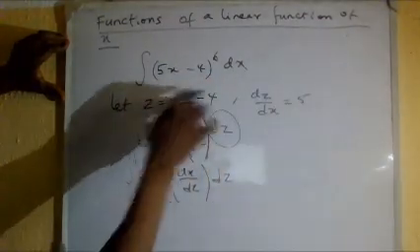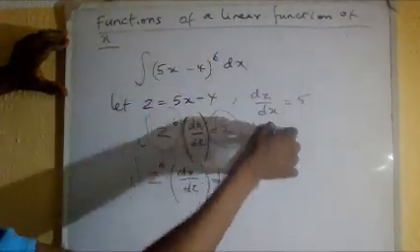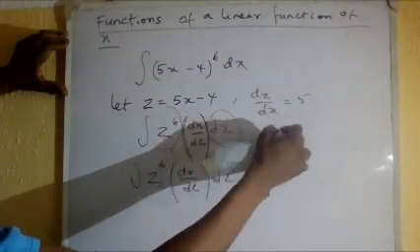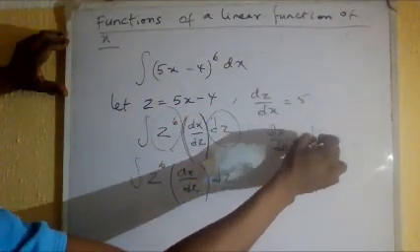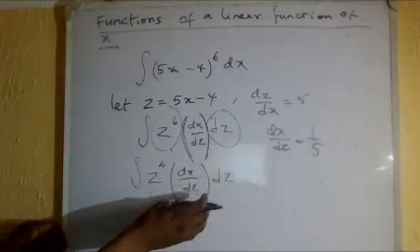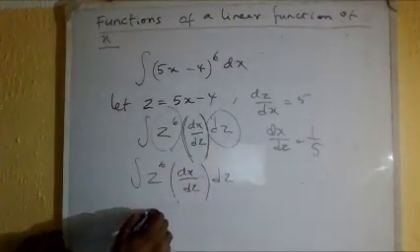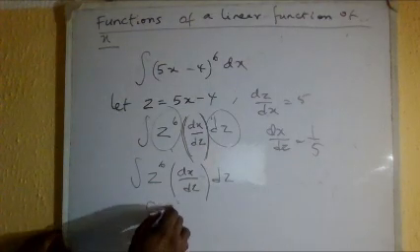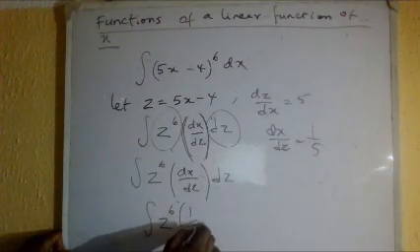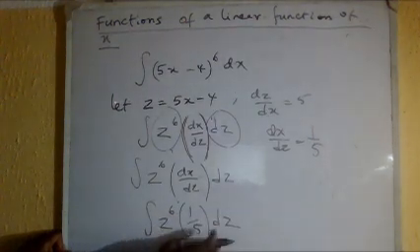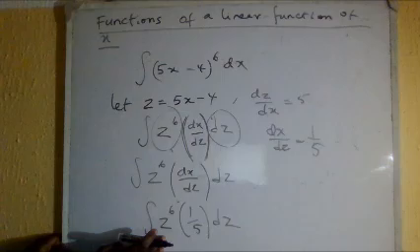But if you invert it, dx dz is just 1 over 5. That's what I want to put inside here. So this is the same thing as saying the integral of z raised to power 6, 1 over 5, then dz. I can now do this one normally. This one can come outside. It's a constant.